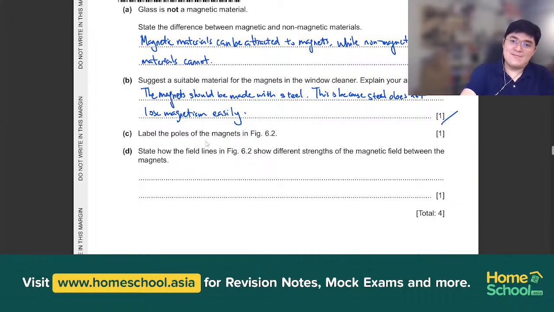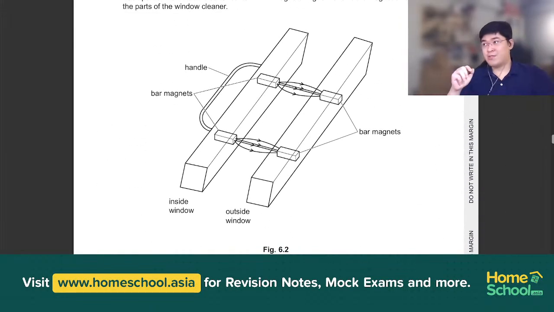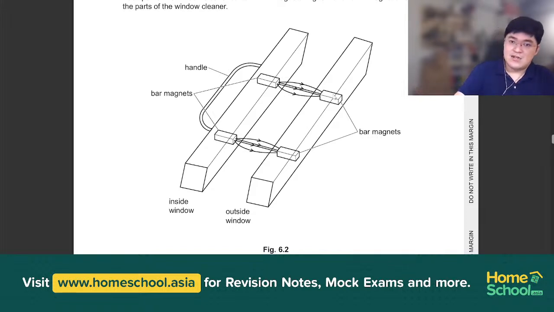Now let's move on to part C. Part C wants you to label the poles of the magnets in 6.2. All right, let's take a look at 6.2. We are to label all the poles of all these magnets. Okay, so pretty much, right, the first thing you need to know is for a magnet, right? If you take a look at the magnetic field, if the magnetic field moves away from this pole, right? This pole should be a north pole. Same thing here.